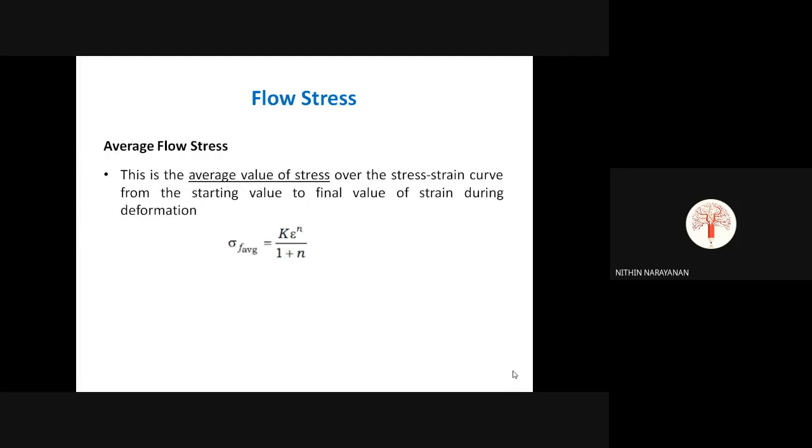So there is another term called the average flow stress. The flow stress is actually instantaneous. At each instant the value of the flow stress will be different. So we need to find the average value of the stress. The average flow stress is the average value of stress over the stress strain curve from the starting value to the final value of strain during deformation.